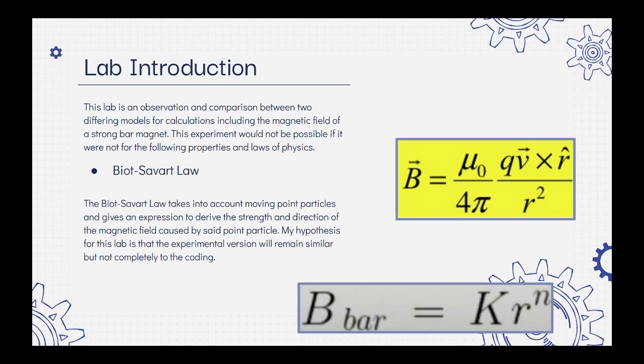The Biot-Savart law takes into account moving particles and gives an expression to derive the strength and direction of a magnetic field caused by said point particle. My hypothesis for this lab is that the experimental version will remain similar but not completely wrong to the coding version. We also have this special version that we use for the lab, which is the magnetic field due to a bar magnet, which is K times R to the n.